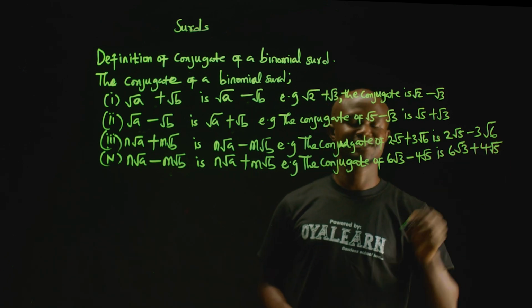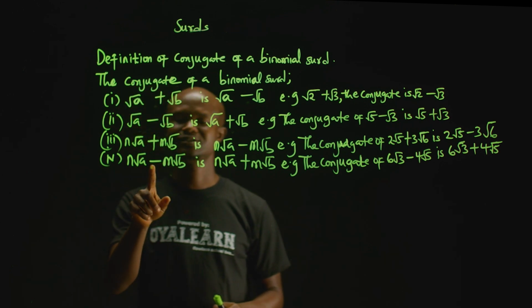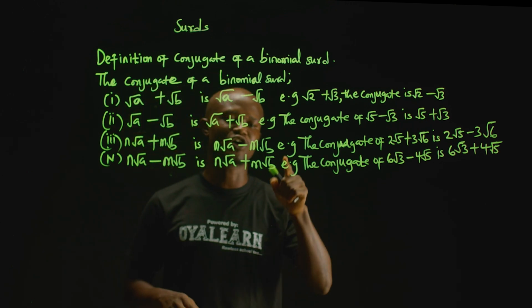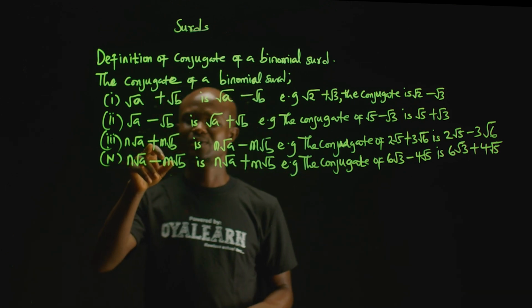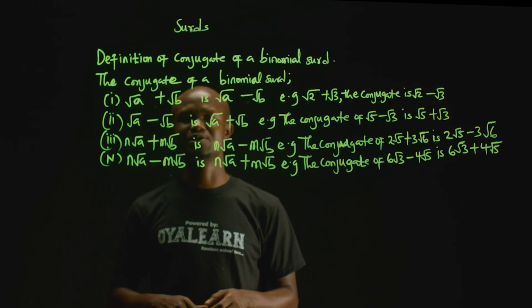So the basic technique there is this. Once the first one, that is the original binomial surd, is minus, then the conjugate is going to be plus. Same time, when you have plus, the conjugate is going to be minus. Please take note of that.